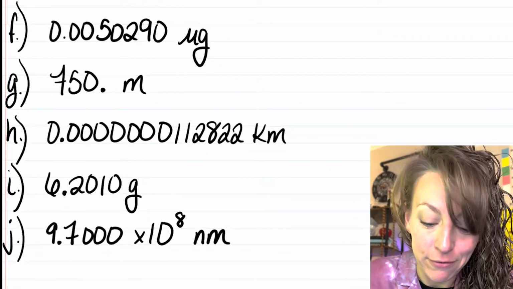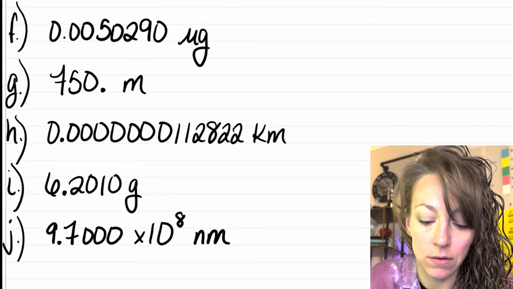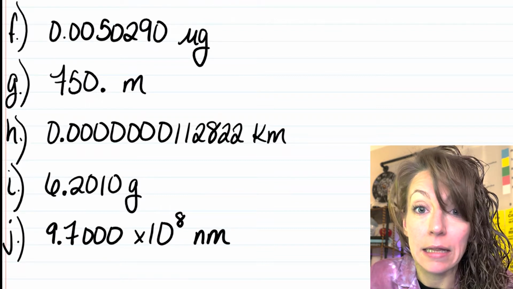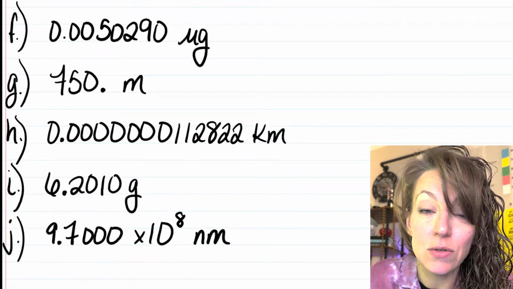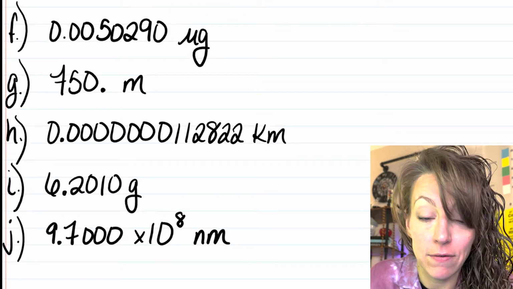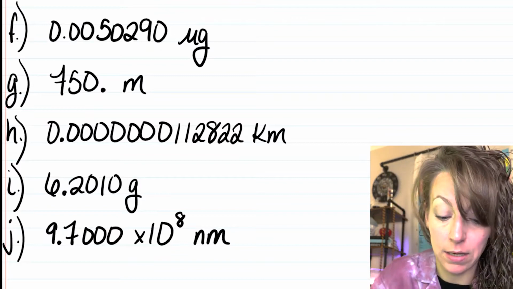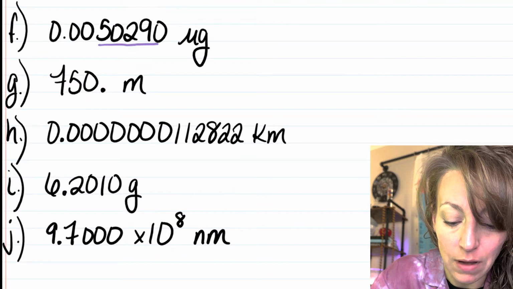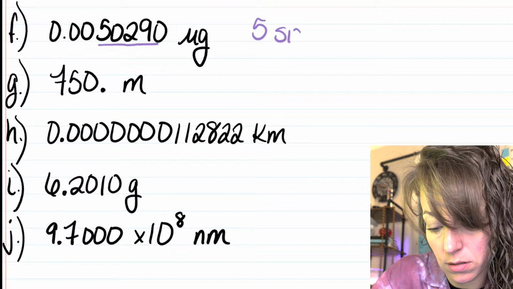In letter F, we have all 3 types of zeros. We have 0.0050290 micrograms. Now again, leading zeros are never significant. So those first 3 zeros in that measurement are not significant. However, the 5, the trapped 0, the 2, the 9, and the trailing 0, because there is a decimal, all are significant figures. So we've got 1, 2, 3, 4, 5 sig figs.